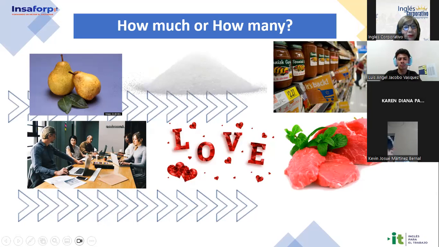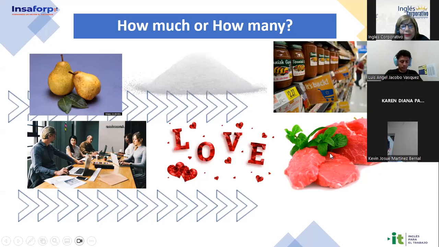What about the picture number four? Okay, what do you see? People, exactly. And is people countable or uncountable? Countable. Okay, now number five. What is it? It's love, right? The word is love. In this case, is love countable or uncountable? It's uncountable because it's an abstract word.